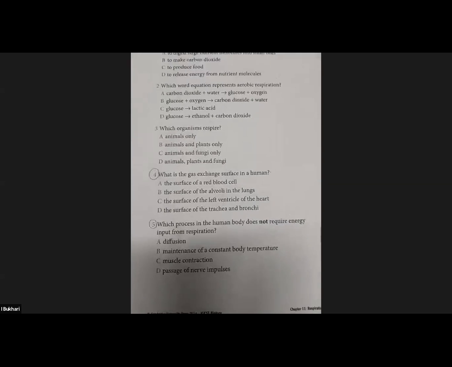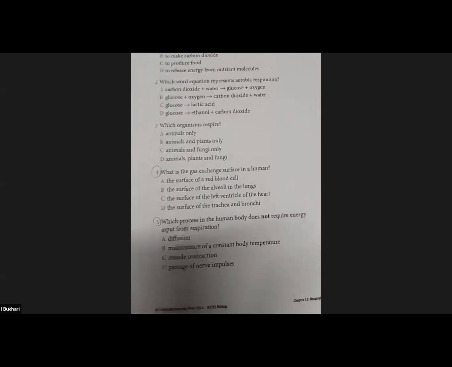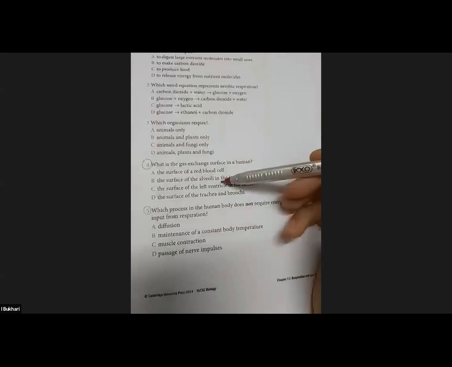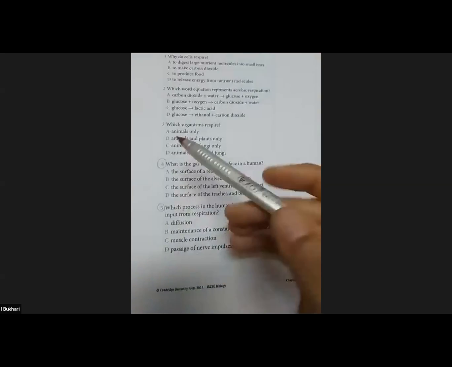So we are done with the end of chapter questions, which were related to the topics that we had covered so far. These questions I got from the CD or DVD which is with your book. Let's do question number 4 and 5.